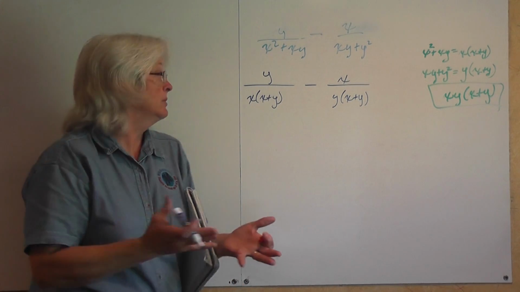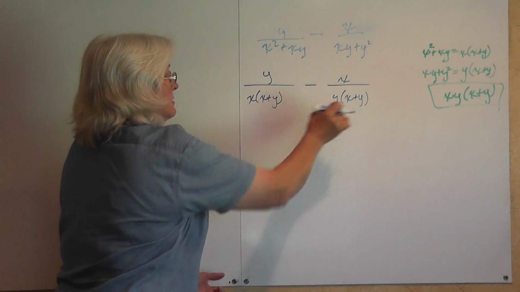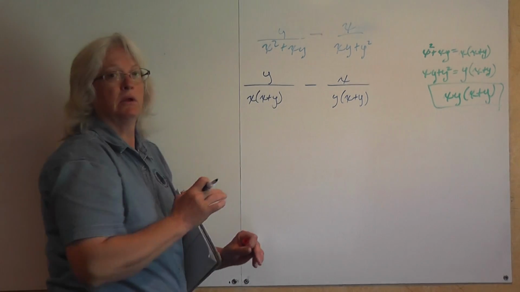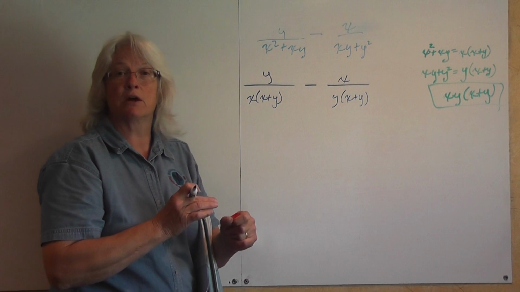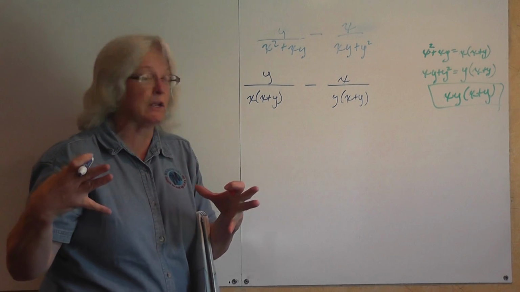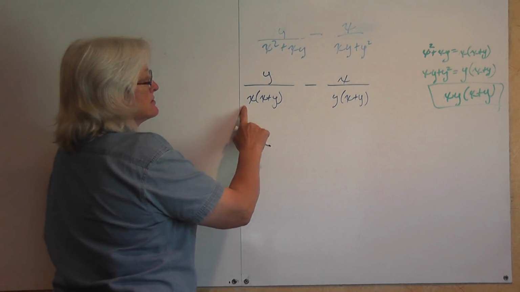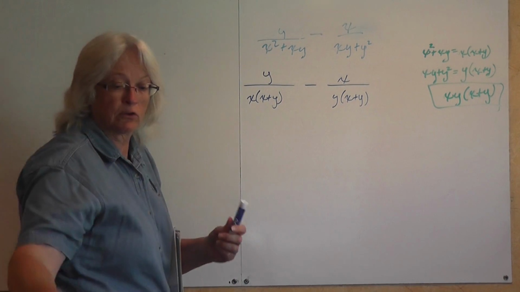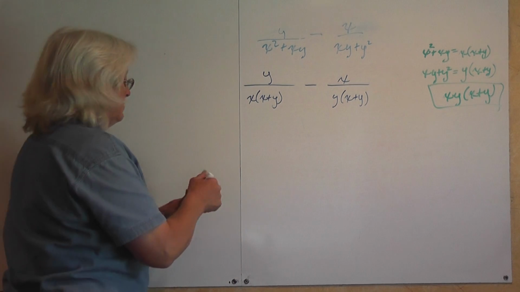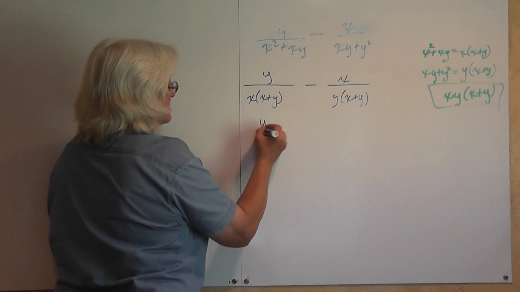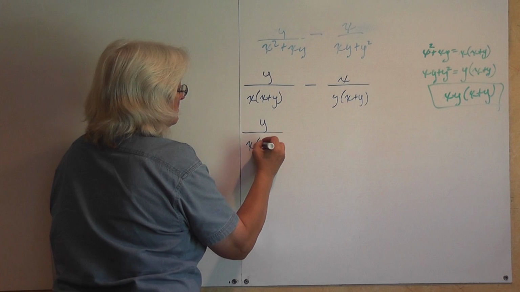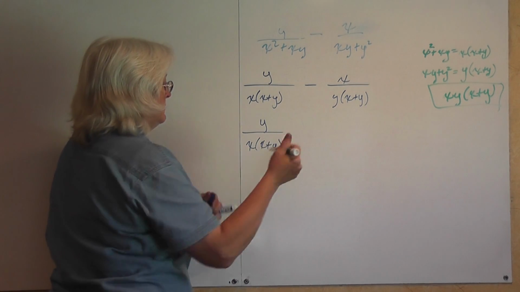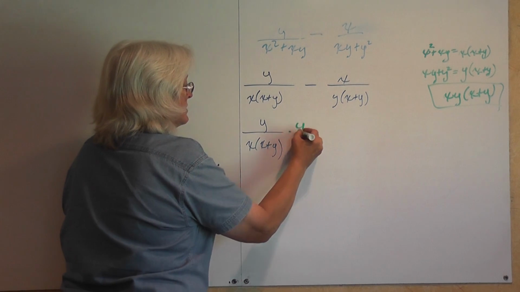Now we need to multiply each of these terms so that we end up with our common denominator, which is supposed to be xy times the quantity x plus y. We have an x, we have the x plus y, we're missing our factor of y, so we're going to multiply this first rational expression here by y over y. We're multiplying by a value that's equal to 1.